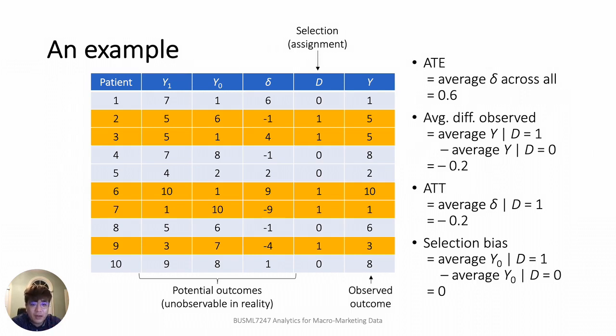But all of the others change. The observed average difference is now minus 0.2, which is the same as the ATT, and the selection bias is now 0. And here, I strongly recommend you to pause the video and manually compute the values by yourselves for your better understanding.